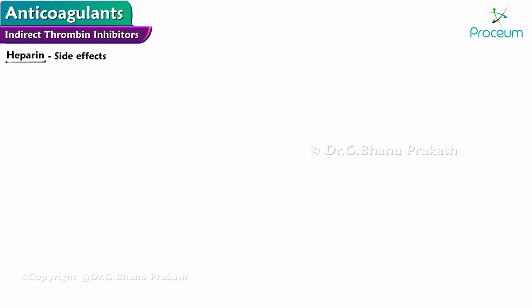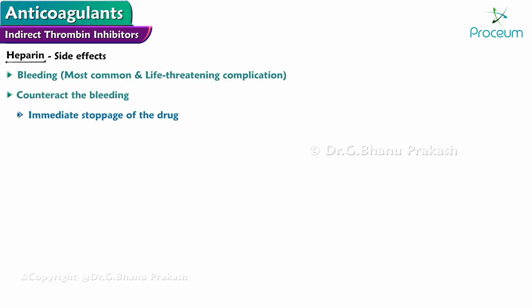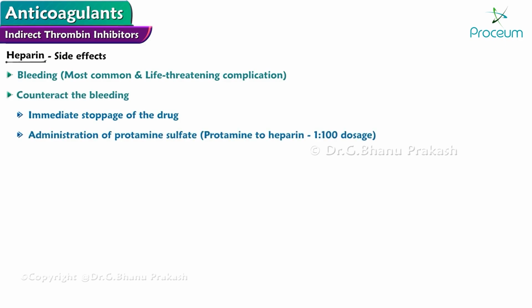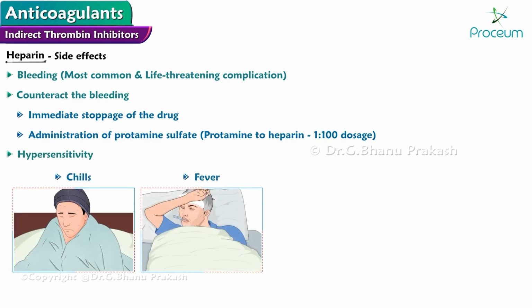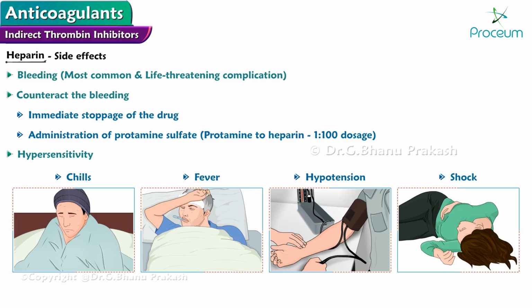Side effects of heparin. Bleeding is the most common and life-threatening complication. Immediate stoppage of the drug or administration of protamine sulfate, protamine to heparin, 1 in 100 dosage, may be needed to counteract the bleeding. Hypersensitivity is another commonly reported complication that may present as chills, fever, hypotension, and shock.